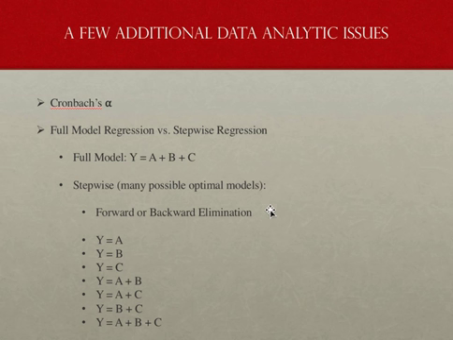Okay. So let's look, say, at a forward stepwise regression. So there are 3 possible simple regressions. Y could be explained only by A, or explained only by B, or explained only by C. All possible 2 variable models would be Y is explained by A and B, Y is explained by A and C, Y is explained by B and C. Or this is the full model: Y is a combination of A, B, and C.